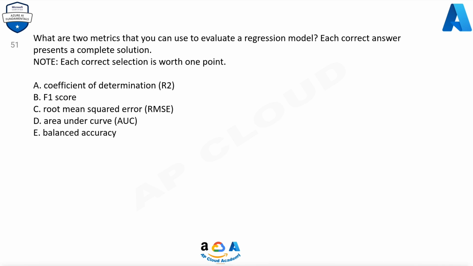A. Coefficient of determination, R2. B. F1 score. C. Root mean squared error, RMSE. D. Area under curve, AUC. E. Balanced accuracy.